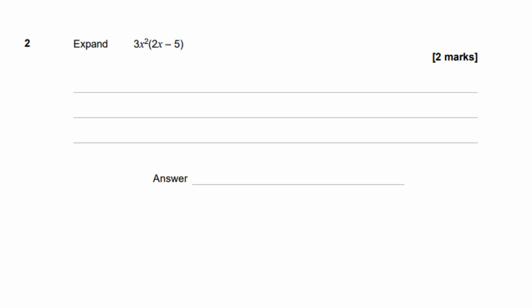Next question, expand 3x squared (2x minus 5). So what we are going to be using for this section is the arrow method. So 3x squared times 2x, 3 times 2 is 6, x squared times x is going to be x cubed, 3 times 5 is going to be negative 15 because that was a negative 5, and then x squared, there isn't any other term that needs to be multiplied with, so we're just going to write down the x squared there, and that's how we get full marks from this question.